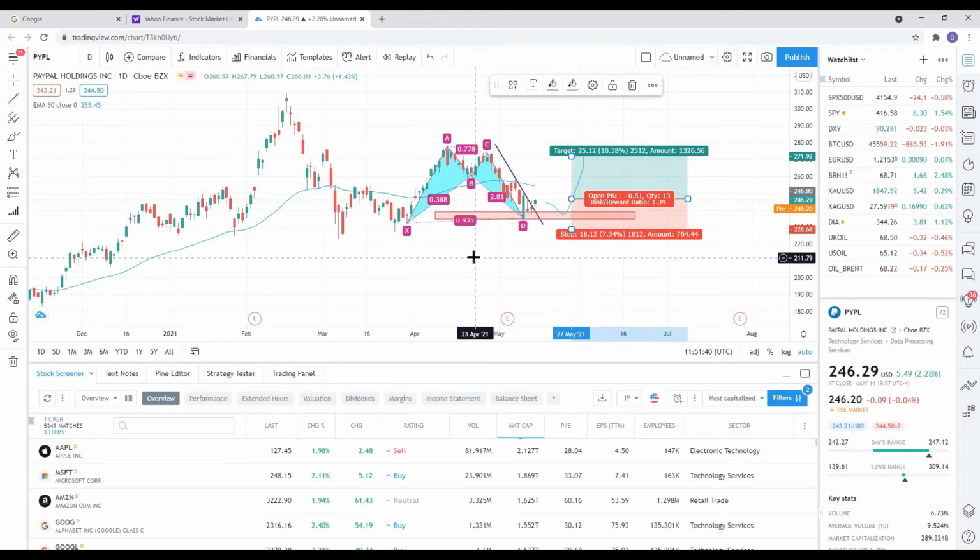Why do I trade with a stop loss? I do not want a trade that ends up being a loss to wipe out my entire account. I need to manage my risk. How I manage my risk is by placing a stop loss. I will place a stop loss right here. If you trade without a stop loss, you'll be gambling. You will not be managing your risk. You'll be taking risky trades, and all it takes is one bad trade to wipe out your entire account.